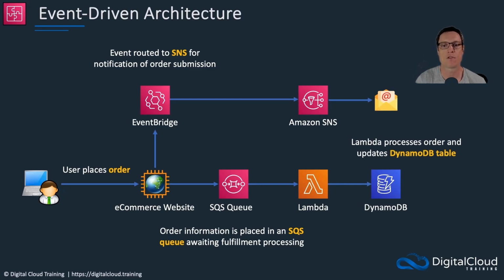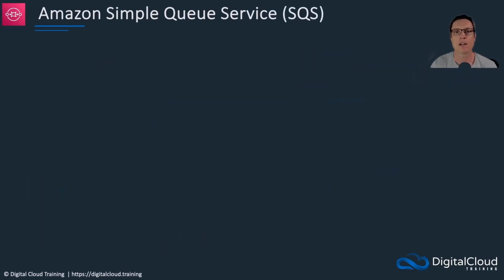So that's an event-driven architecture where we're connecting things together with application integration services, in this case EventBridge, SNS, and SQS. Once the order has been completely fulfilled, Lambda might also use SNS to send another email to the customer notifying them of the order fulfillment. So let's get started with a bit more detail about SQS.